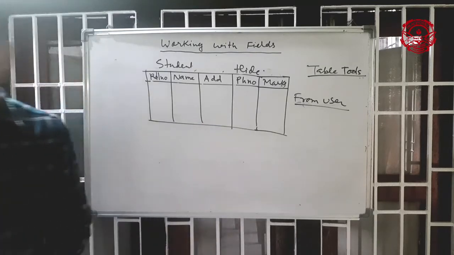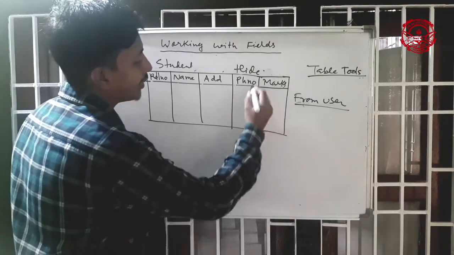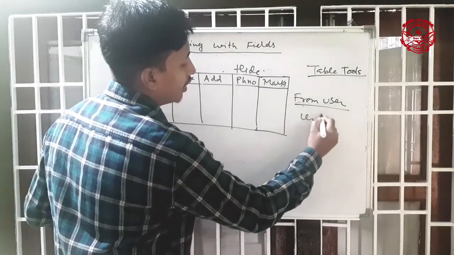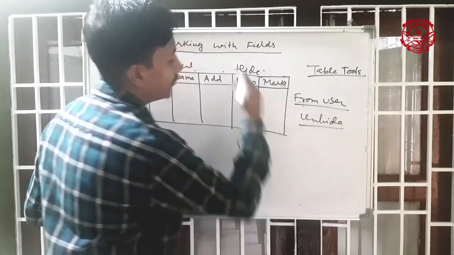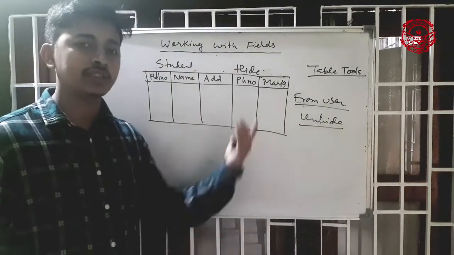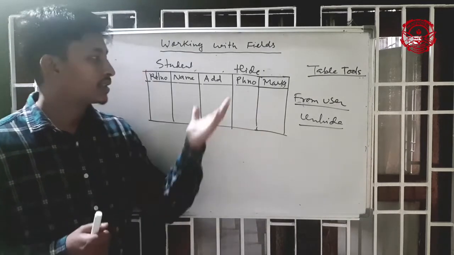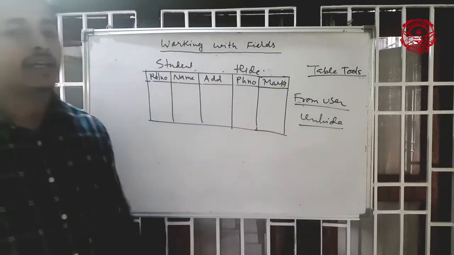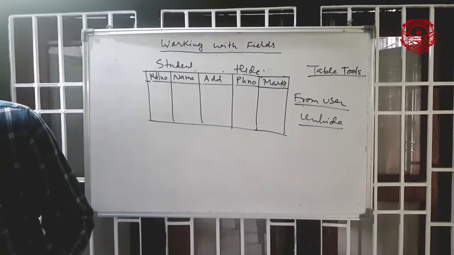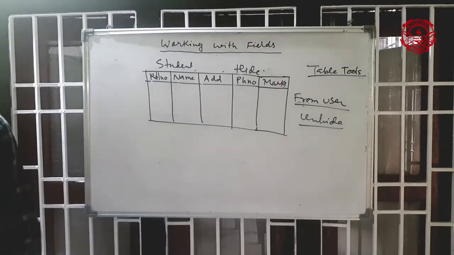Or you can also unhide an option. You can also unhide a field. Just the same thing: you go in and click the unhide option. This is the way you can hide and unhide any field. Now the next thing is very important. It is freeze or unfreeze a field.